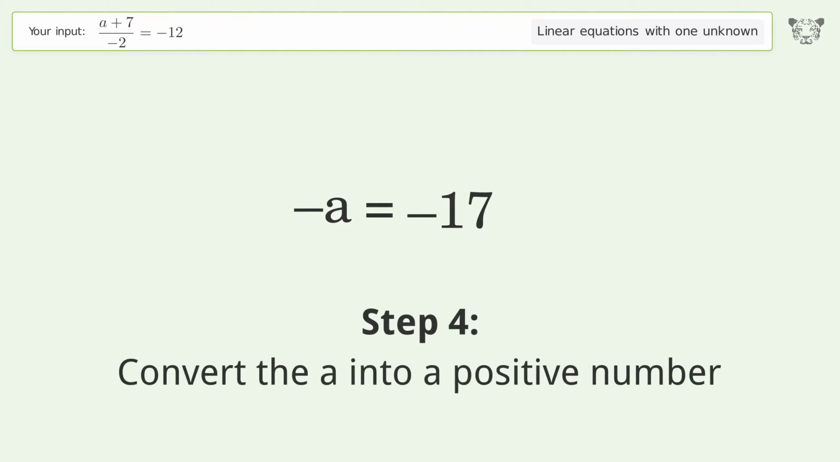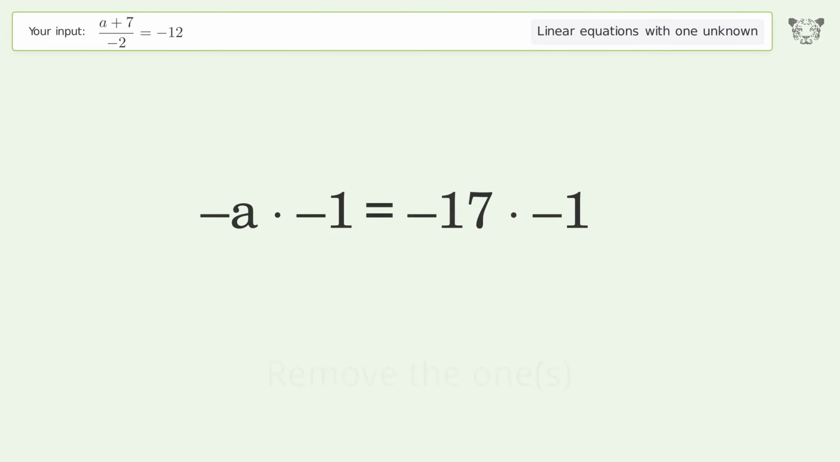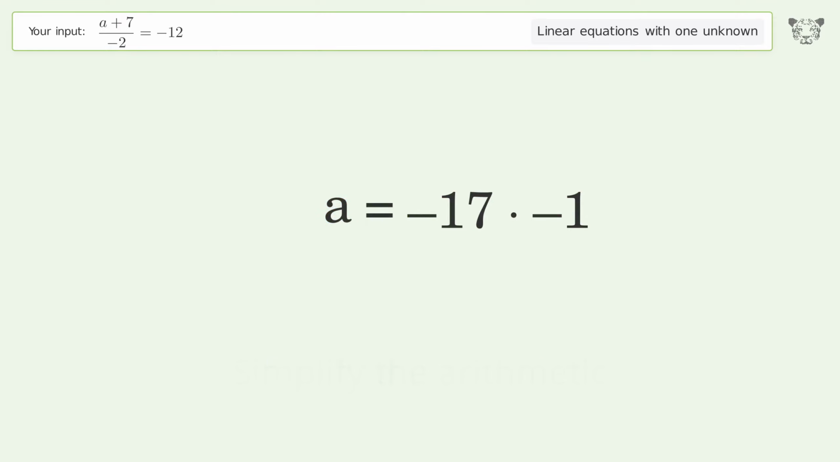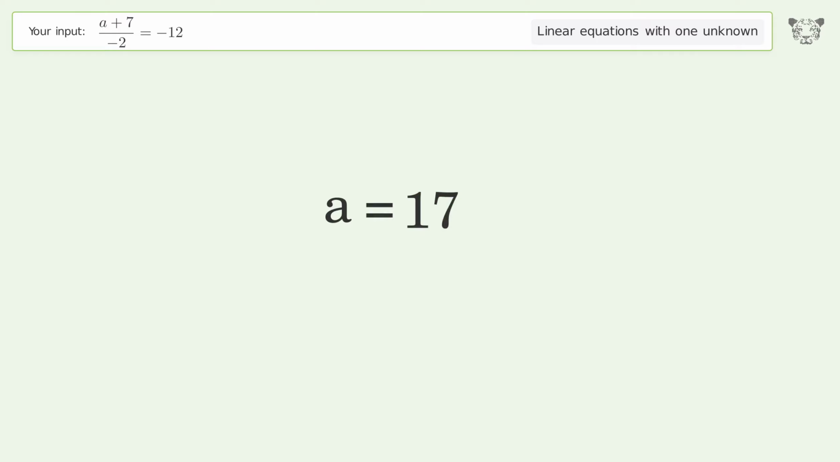Convert the a into a positive number. Multiply both sides by -1. Remove the ones. Simplify the arithmetic. And so the final result is a equals 17.